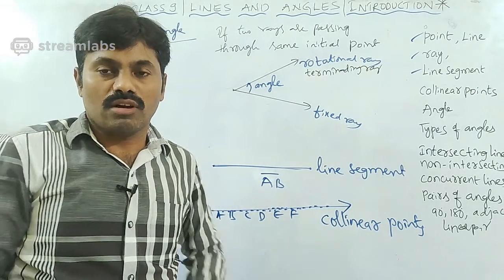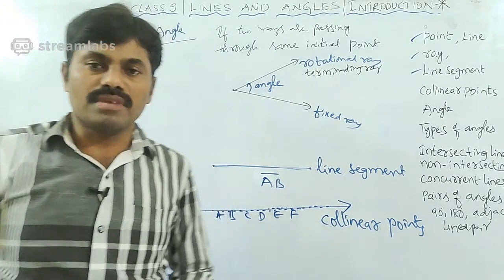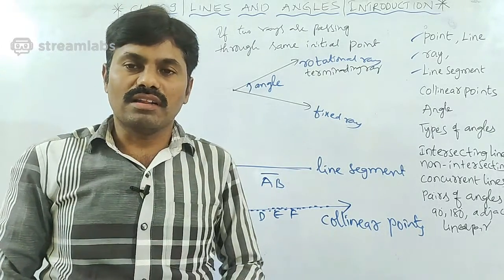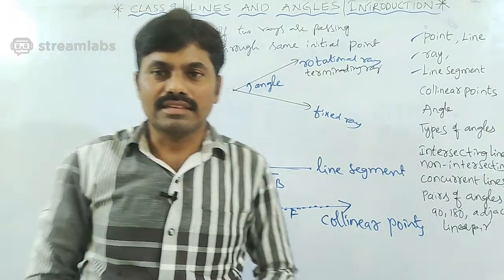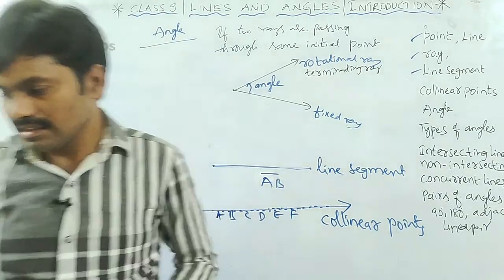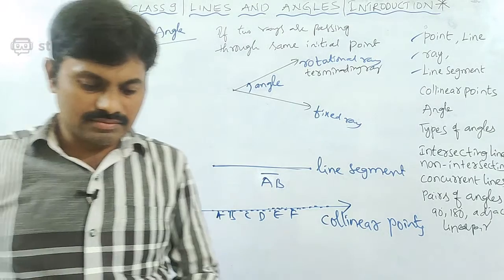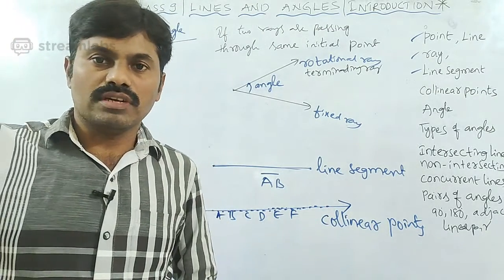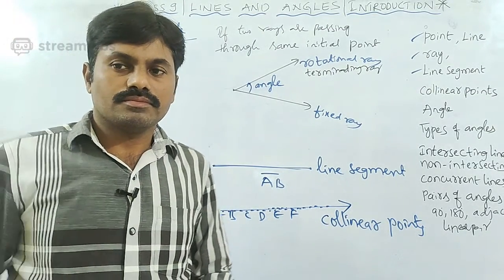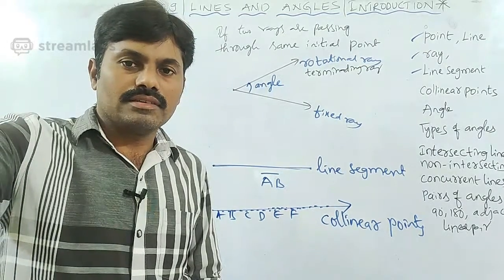So how do we measure an angle? What are the units to measure an angle? Yes, the unit to measure an angle is degrees. Okay, clear?